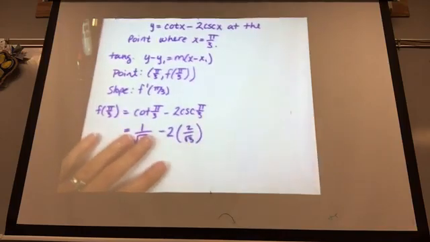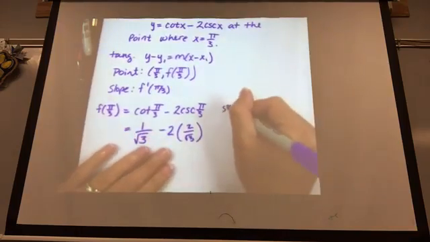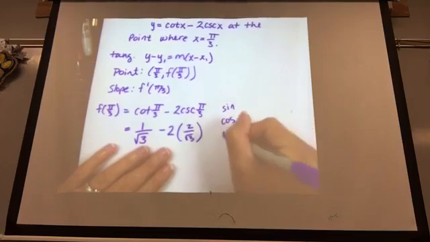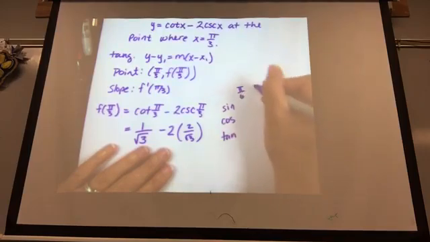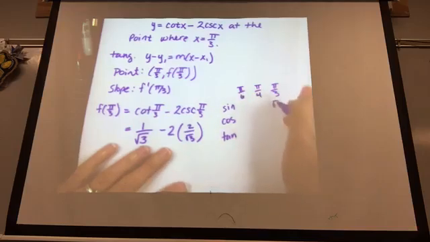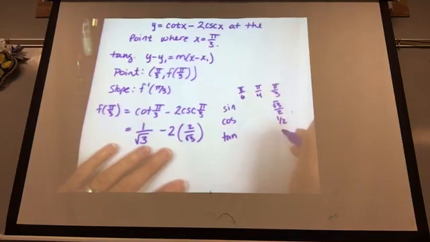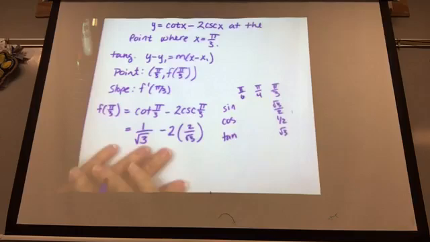And if it helps, do a quick chart out. Sine, cosine, tangent. Pi over 6, pi over 4, pi over 3. Sine is square root of 3 over 2. Cosine is 1/2. And tangent is the square root of 3. And then I know I just have to take those reciprocals.